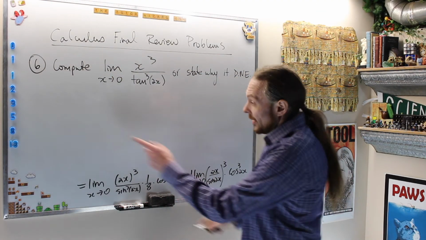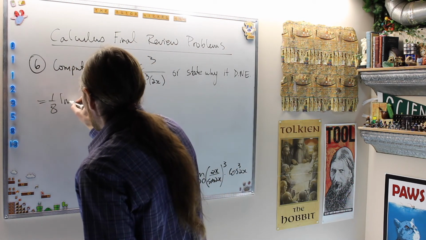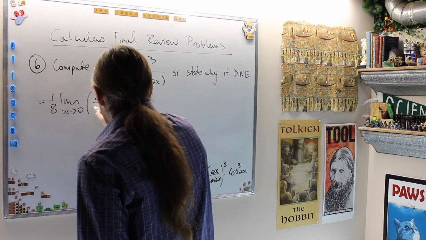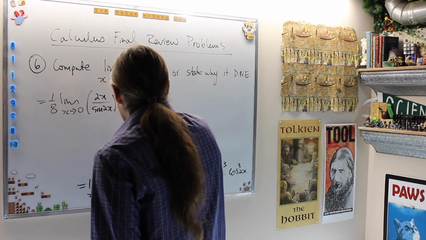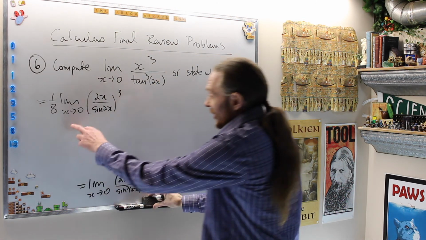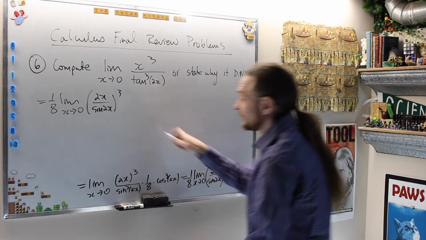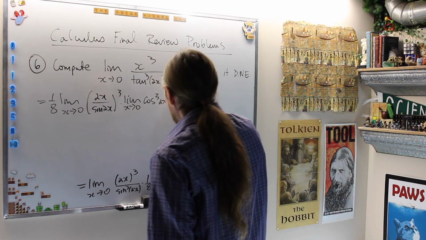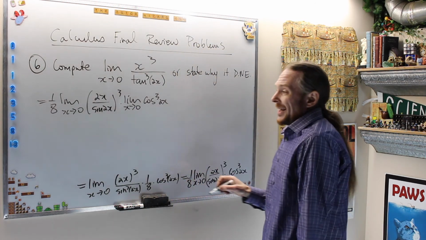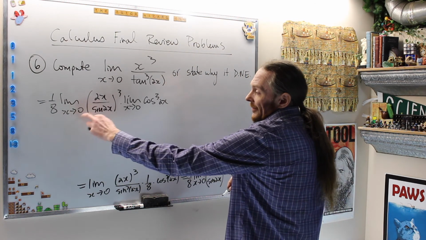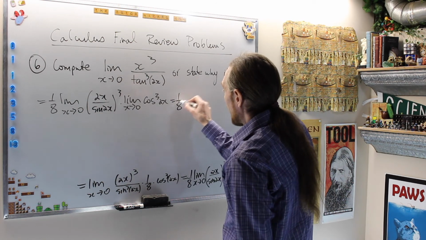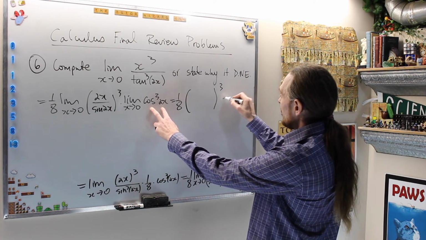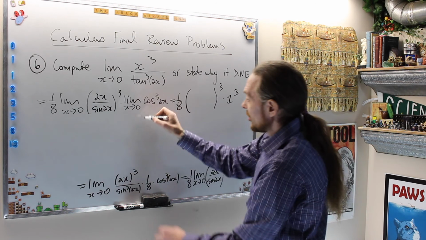That's equal to 1/8, the limit as x approaches 0 of 2x over sine 2x cubed times, first I'm putting the limit onto both of these functions, times the limit as x approaches 0 of cos cubed 2x. Now what I'm technically doing is switching the continuity of these limits, which is going to be 1 over 8. This limit is also just 1 cubed. I'm going to do that. This limit is 1 cubed.